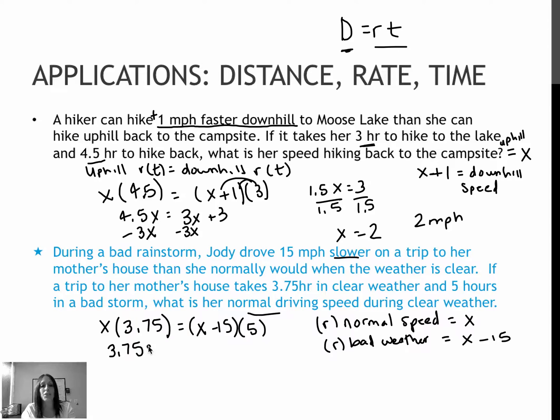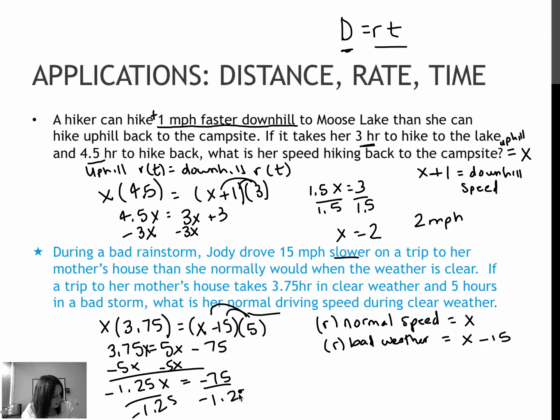This side I have 3.75x. This side I have 5x minus 75. Oops, I forgot my x over here. Now I'm going to subtract my 5x to get all of my x's to one side. On this side, I get negative 1.25x, and this side I get negative 75. Then when I divide, I get x equals 60. And of course, I'm trying to find out her speed, and her speed is 60 miles per hour. Again, I would write a sentence. This is how I know what that label is going to be, but 60 miles per hour would be her speed.